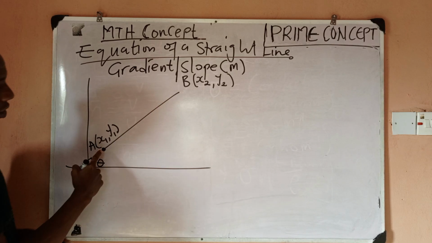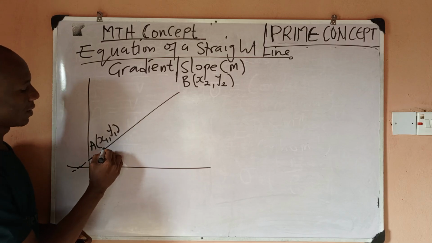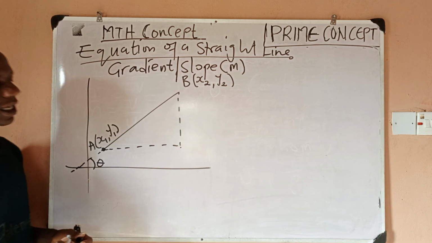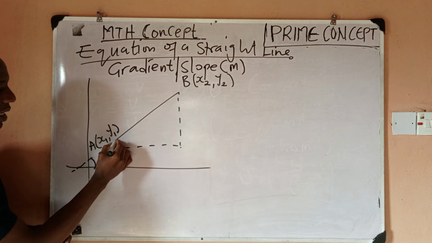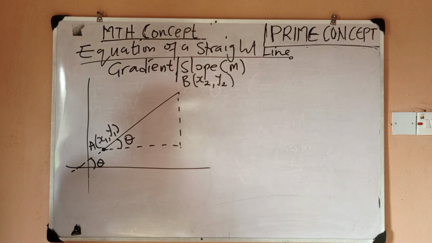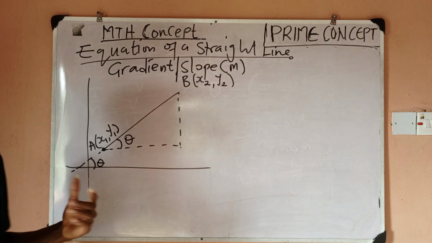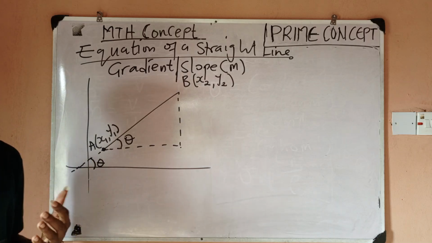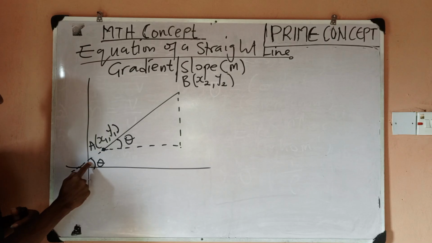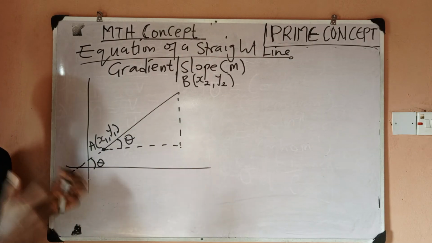So if I construct a right angle triangle from this point A, you will also notice that this angle is also going to be theta, alright? Now what's the reason why both of them would be equal? Because both of them are corresponding angles and corresponding angles are always equal. So if this is theta, this should also be theta, right?